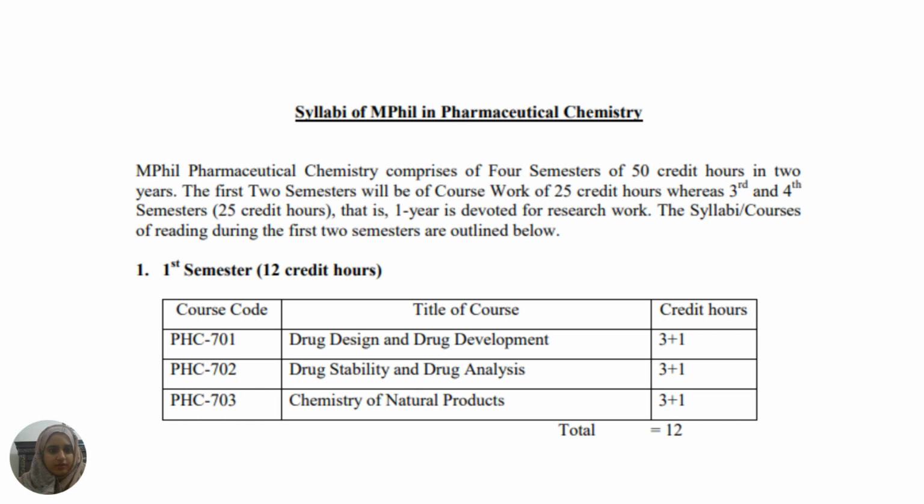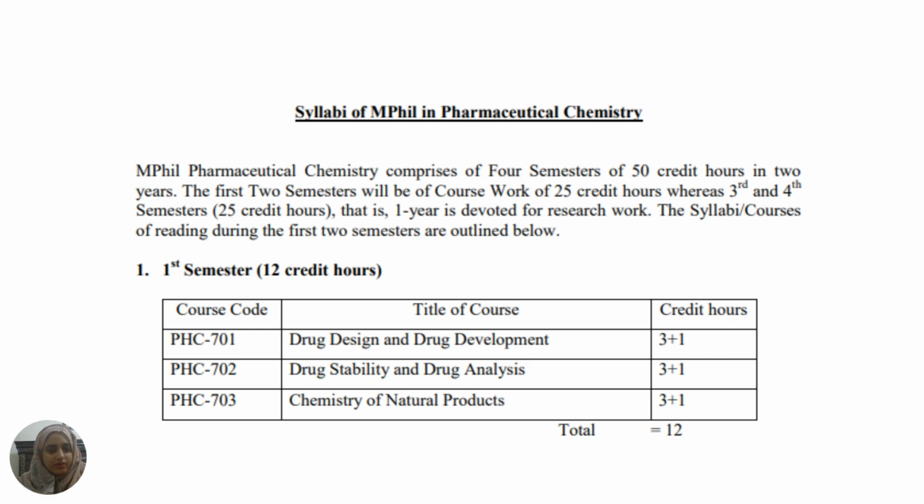First of all, the MPhil syllabus includes four semesters of 25 credit hours in 2 years. The first two semesters will be coursework for 25 credit hours, whereas the third and fourth semesters are of 25 credit hours, and that is 1 year devoted to the research work.